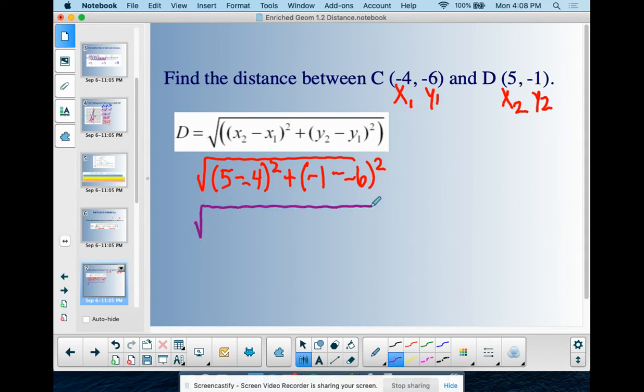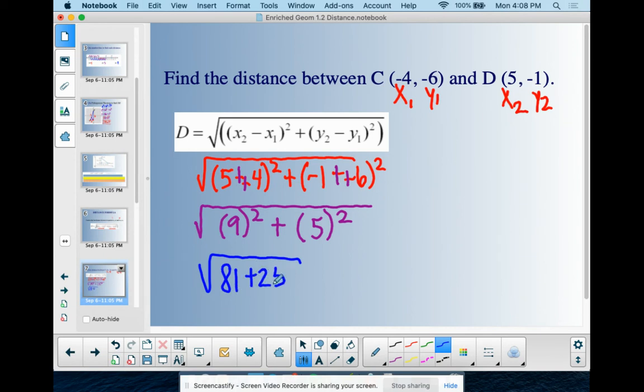So first we have to take care of our parentheses, right? So 5 minus negative 4 is really like adding, so we're going to get 9 squared plus negative 1 minus negative 6 is really like adding, so that would be 5. Now we keep simplifying. 9 times 9 is 81. 5 times 5 is 25.